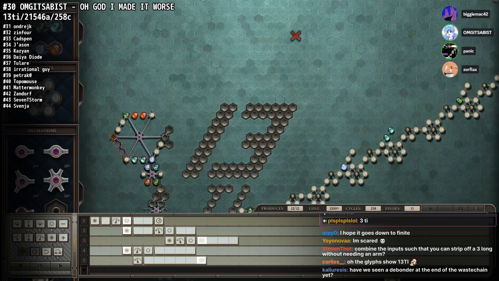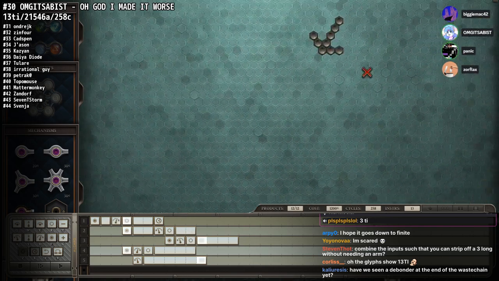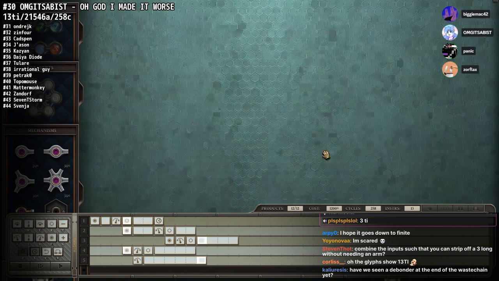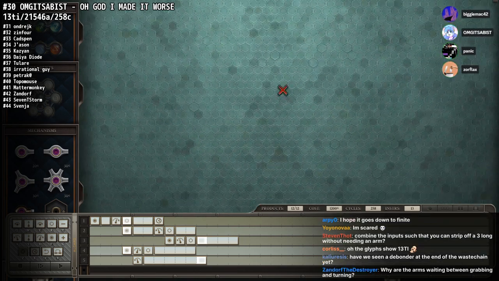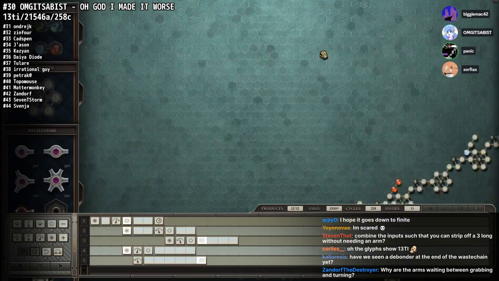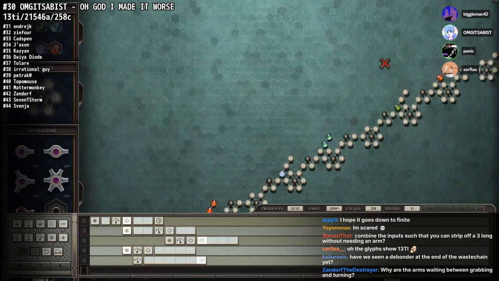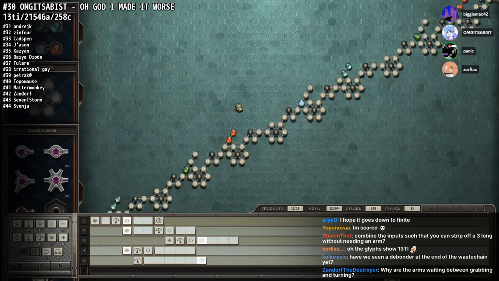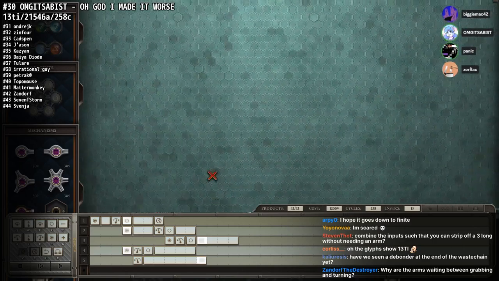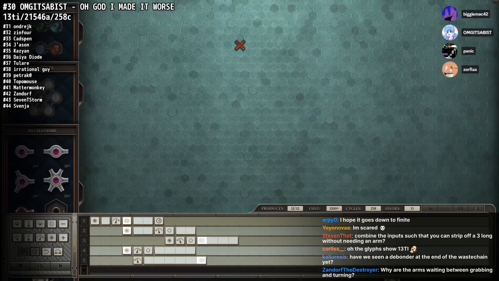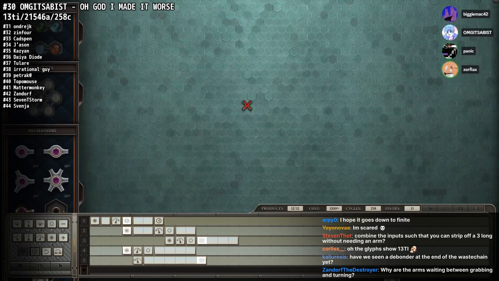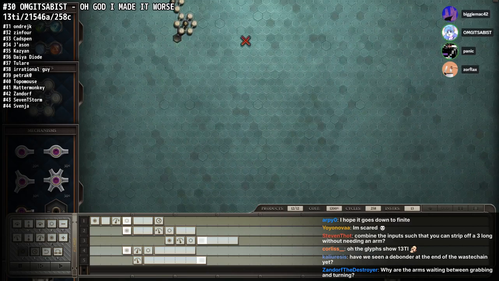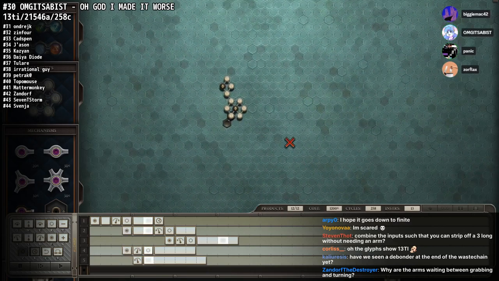Have we seen a debonder? Oh, yeah. This one does have that debonder. That's what the arrow was for. Other way. Wait. This way? Straight up from the solution. Oh, straight up. Okay. Because it debonds in that position. I see. Multiple arrows. That's where the solution starts. Here we go.